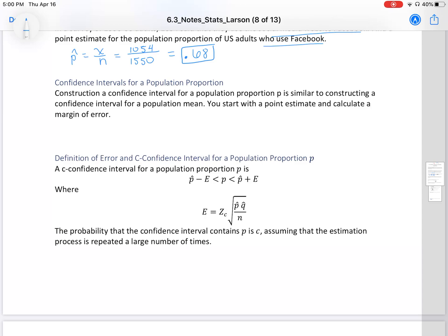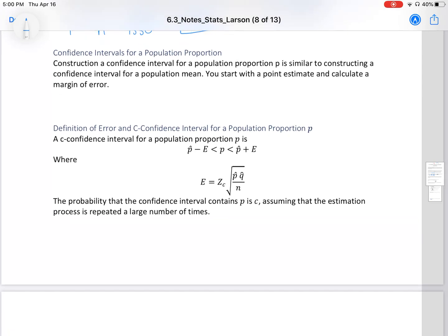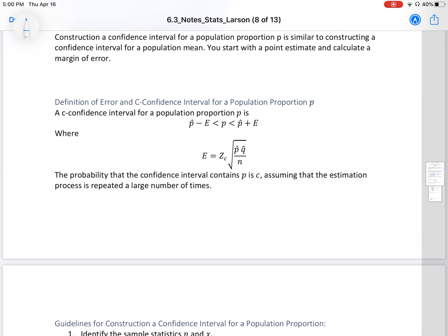Confidence intervals for a population proportion. Constructing a confidence interval for a population proportion p is similar to constructing a confidence interval for a population mean. You start with a point estimate and calculate a margin of error. Definition of margin of error and c confidence interval for a population proportion p. A c confidence interval for a population proportion p is p hat minus E to find the lower and p hat plus E to find the upper.